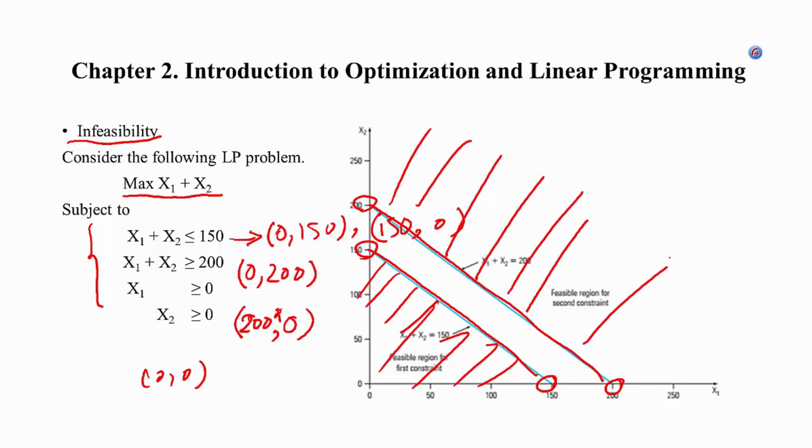You can see there is no intersection, no common region covered by these two constraints. So the feasible area is empty. We don't have any feasible area defined by these constraints. In this case, we say the problem is infeasible. There is no solution for this problem. The constraints are contradicting each other, and we don't have any feasible area for this problem.